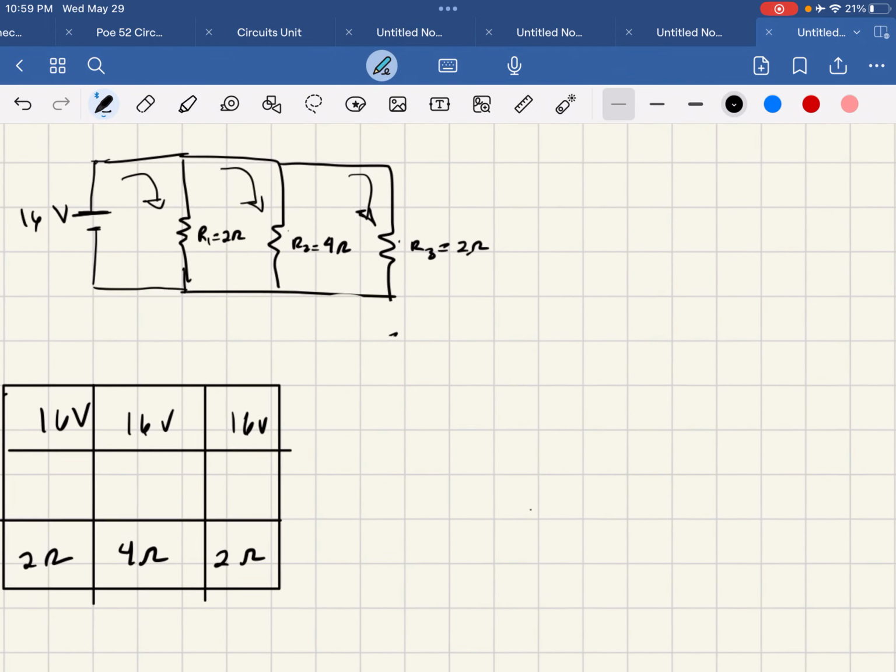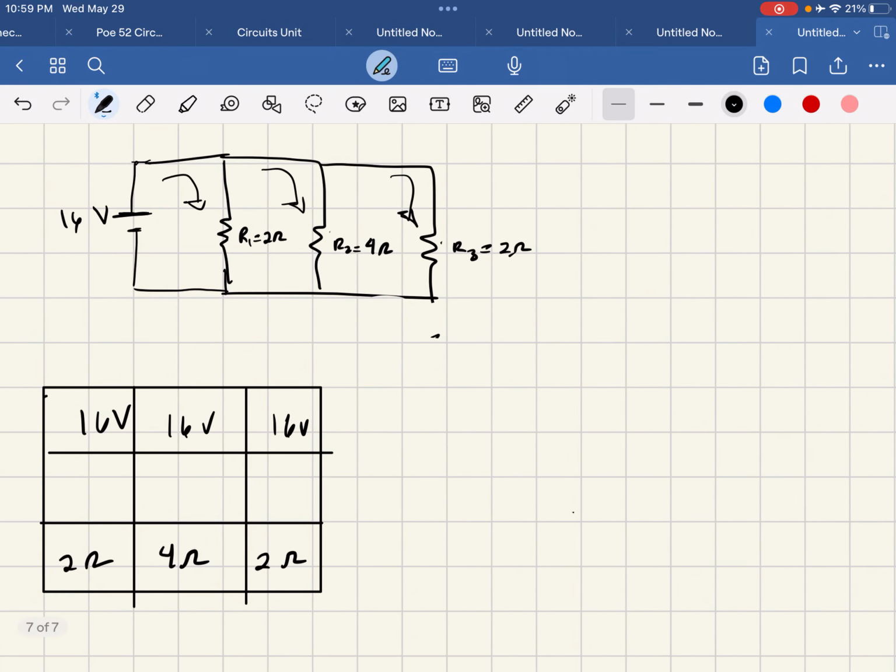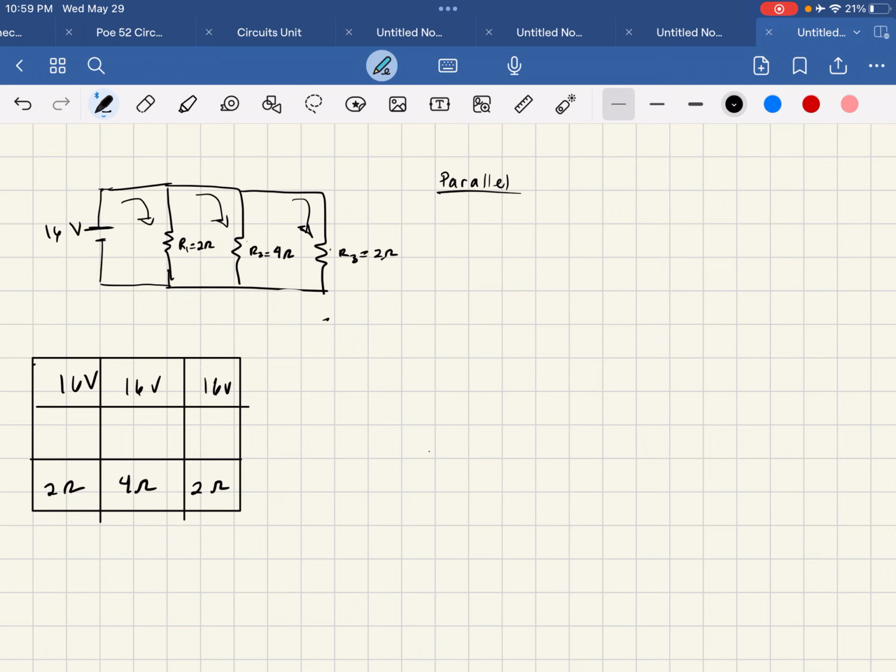Let's do this other example in which the resistors in this case are all connected in parallel. Okay. In this case, we have the voltage going in through each resistor, and the voltage drop is going to be the same all the way through. In this case, the current is the one that changes. Okay. We can find the total resistance.